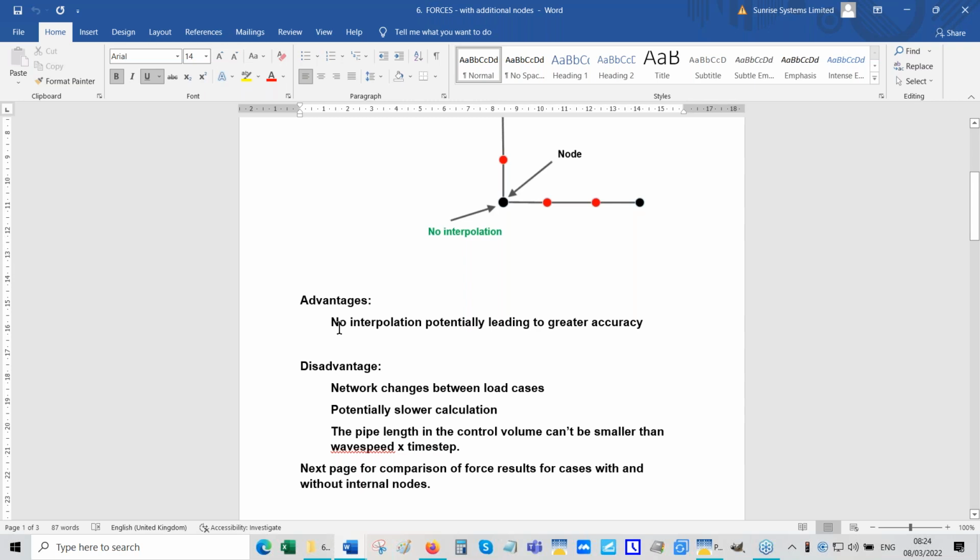What's the advantage? There's no interpolation, potentially leading to greater accuracy. And usually, there's not a great deal of difference. It has many disadvantages. One of them is that the network changes between the load cases, potentially slower calculation. We also have to remember the pipe length in the control volume cannot be smaller than the wave speed times the time step. Okay, that is something you've got to remember as well.